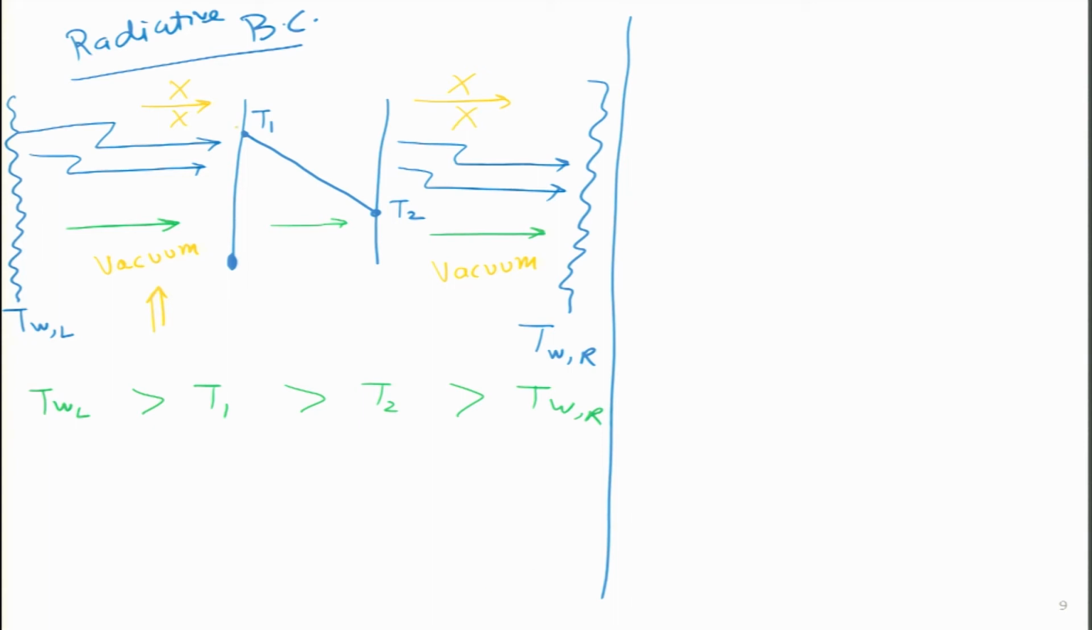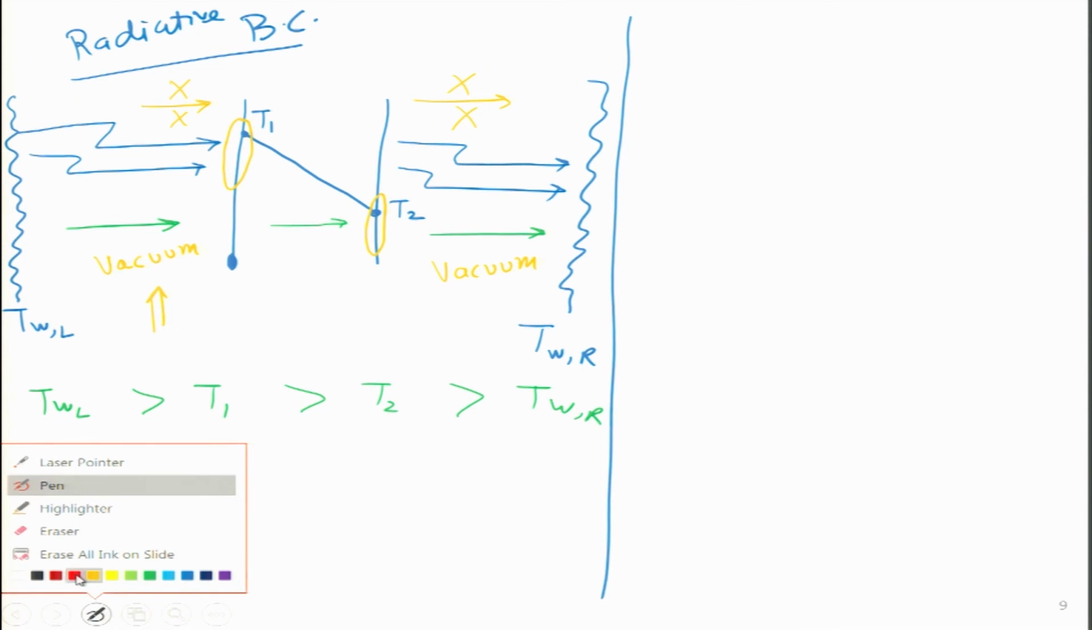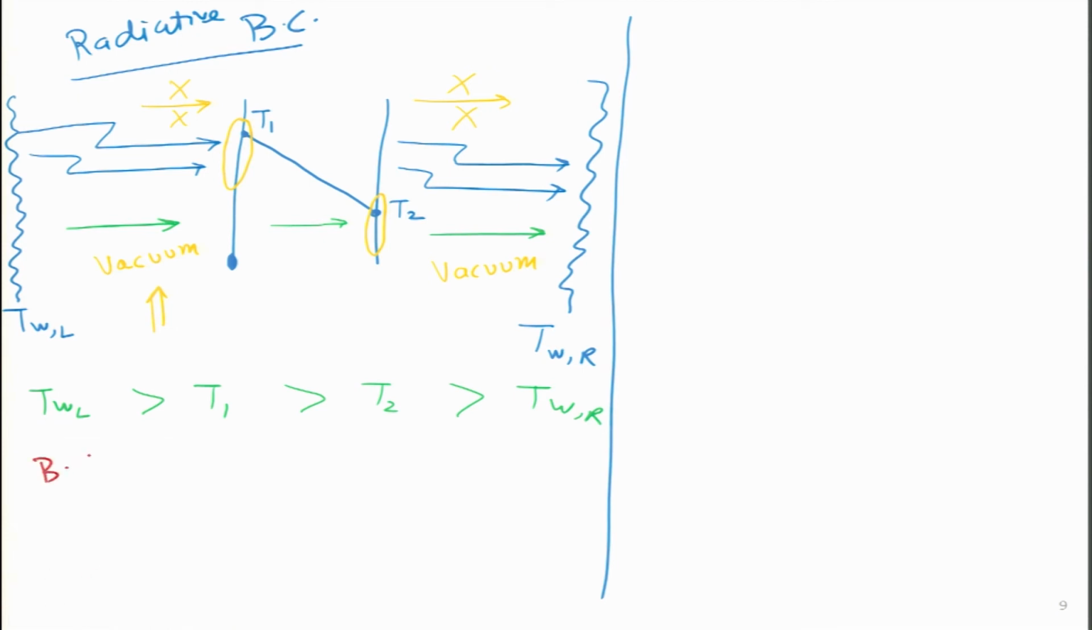So, I want to figure out what will be the boundary condition on the left side and the boundary condition on the right hand side. So, let me go ahead and write the boundary condition on the left side. It will be simply this radiation heat transfer which is taking place, and that will be equal to the conduction heat transfer taking place at x equals to 0, because I am defining x from here. So, this point is x equals to 0, this is x equals to L.